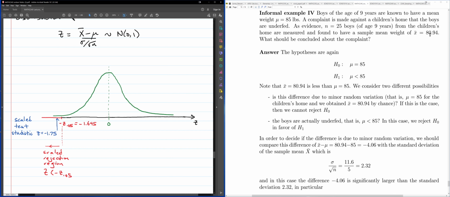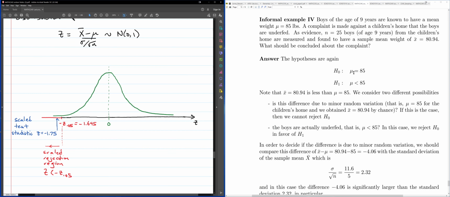Okay, so according to the statistics, the 80.94 is far from the 85. It's so far from the 85 that it means most likely it didn't occur by chance alone. And for it to not occur by chance alone means that this 85 was wrong in the first place.